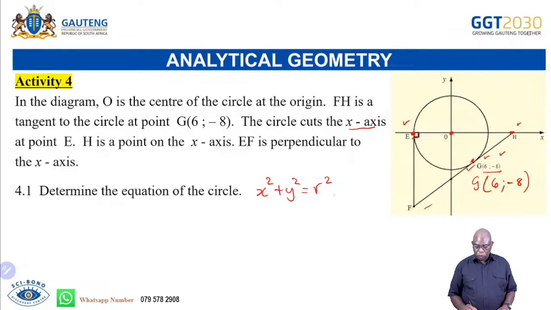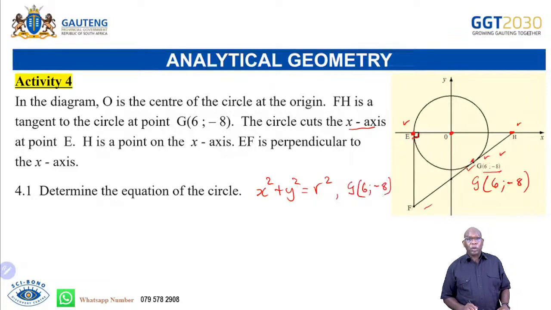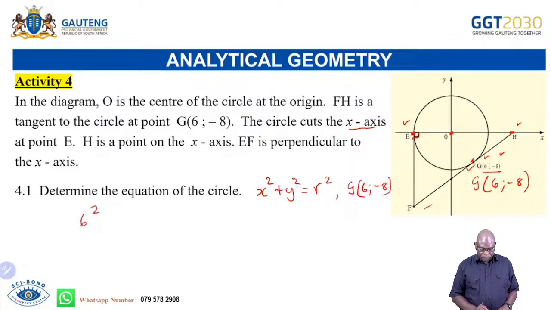So I'm going to use point G here, which is 6 and negative 8. So I'm going to substitute now. Remember, for me to get the equation of the circle, I need the r squared. So now I'll say x squared, the x value is going to be 6 squared, put it inside the bracket, plus the y squared is negative 8 squared, then r squared, I don't know.